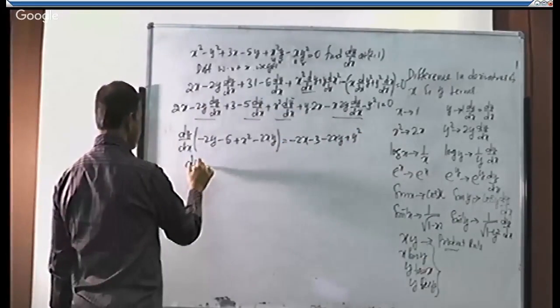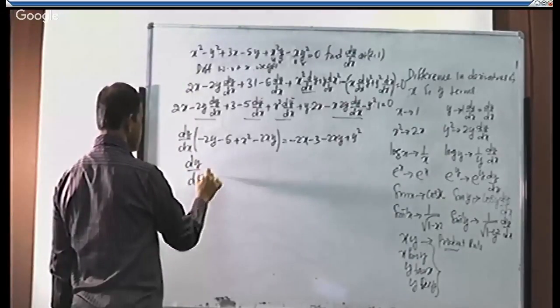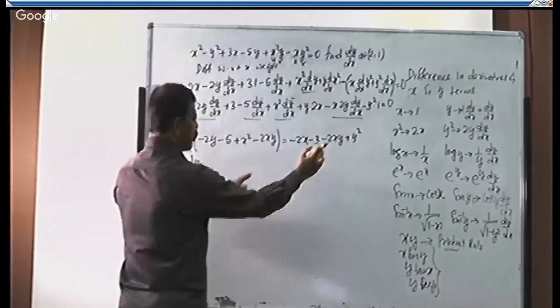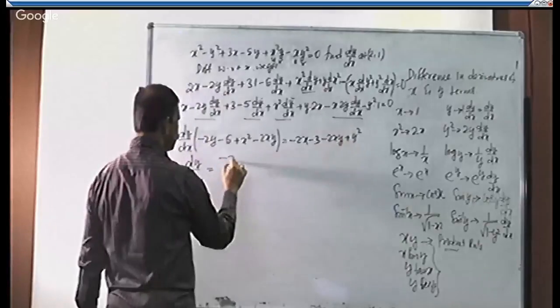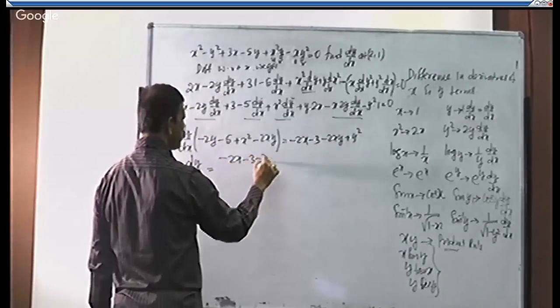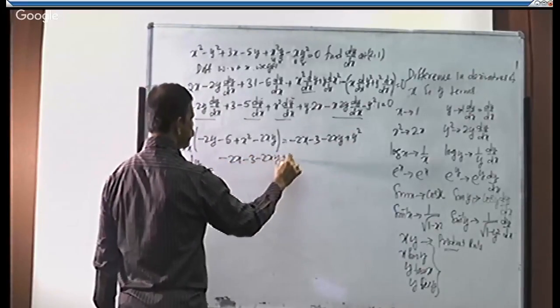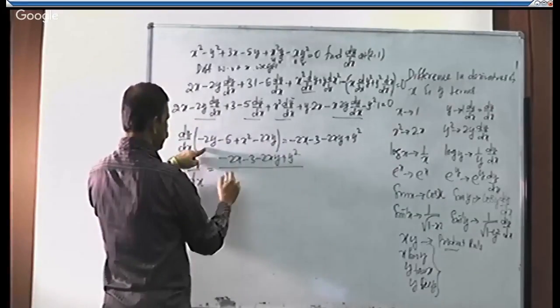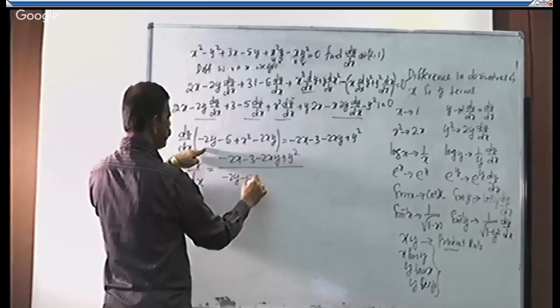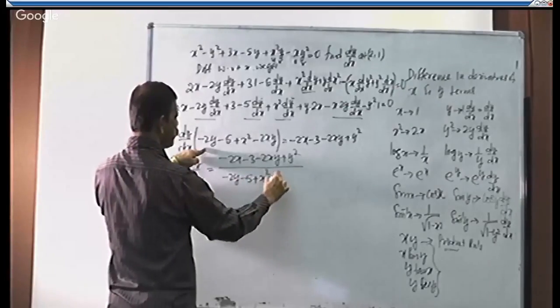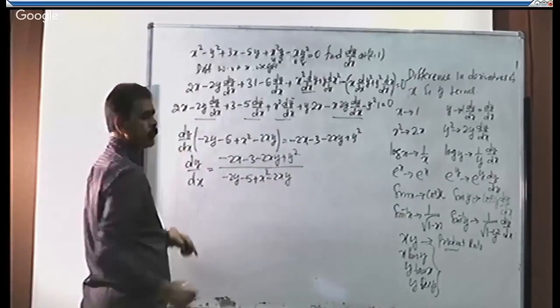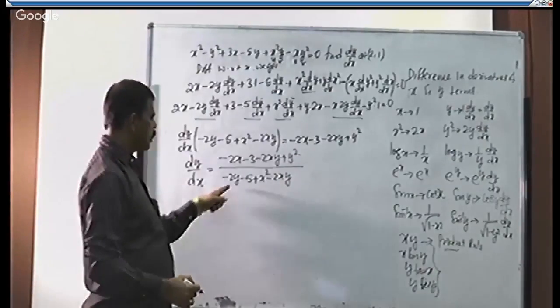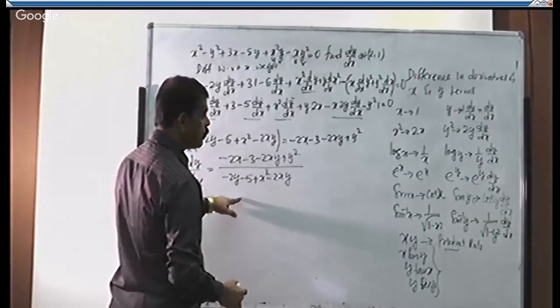Then you simplify for dy by dx. So dy by dx becomes what? First write the right side term: minus 2x minus 3 minus 2xy plus y square, all divided by minus 2y minus 5 plus x square minus 2xy. We don't have a common term to cancel.